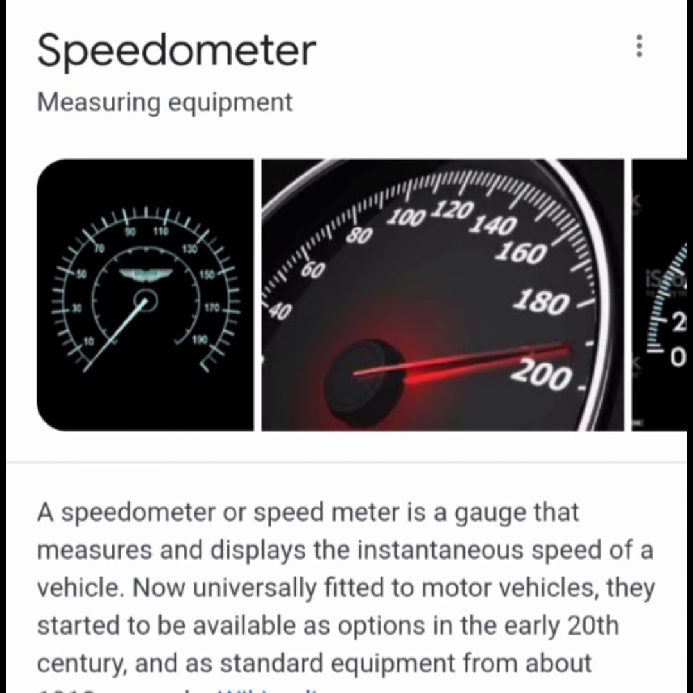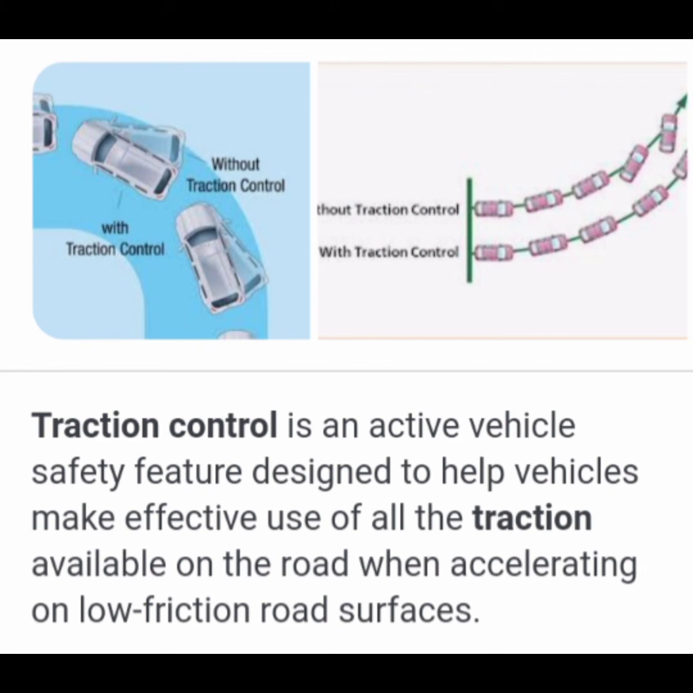Speedometer. A speedometer or speed meter is a device that measures and displays the instantaneous speed of a vehicle. Now universally fitted to motor vehicles, they started to be available as an option in the early 20th century, and as standard equipment from about 1910 onwards. Next, see traction control, an active vehicle safety feature designed to help vehicles make effective use of all traction available on the road when accelerating on low friction road surfaces.